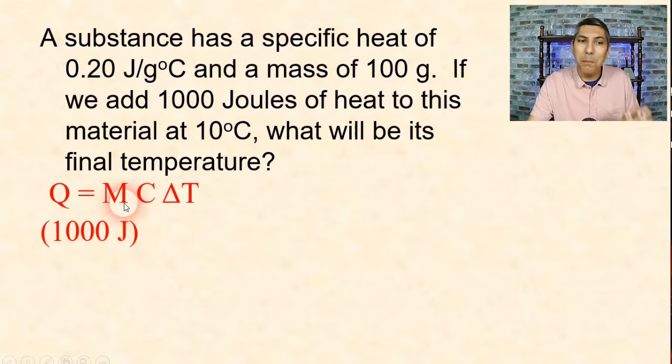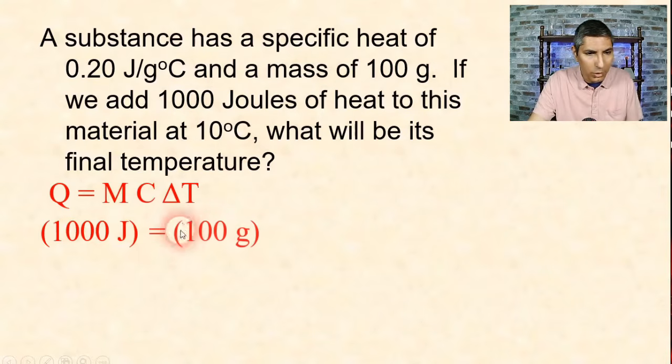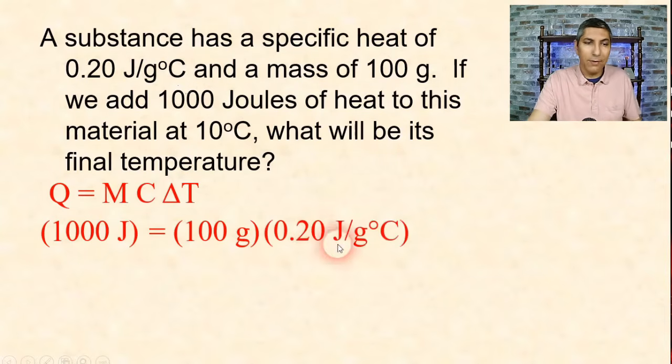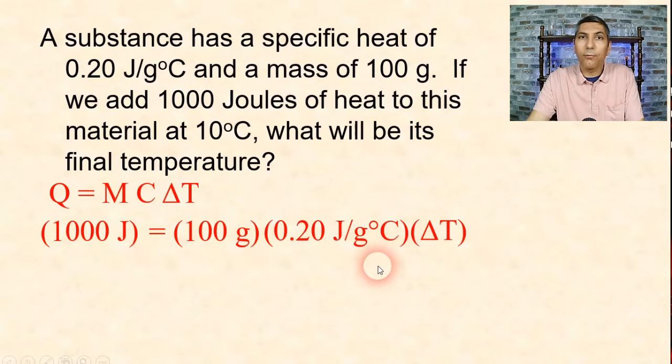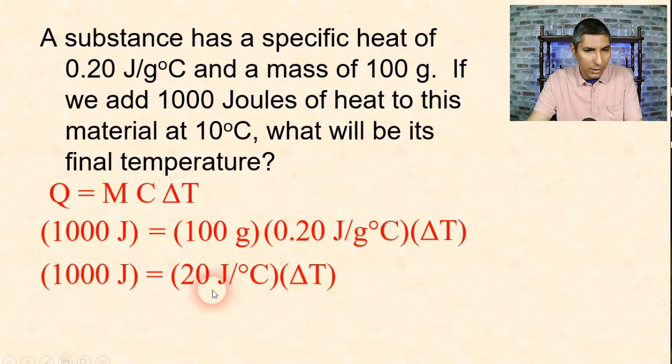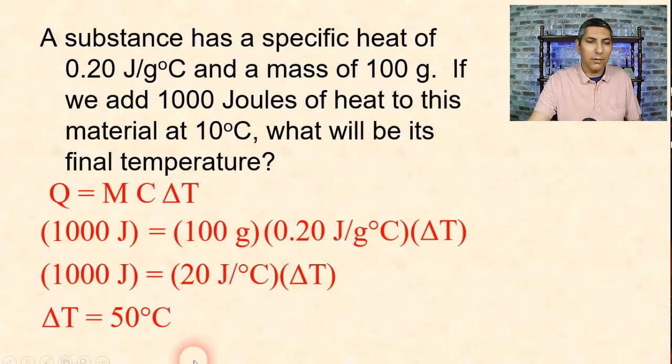Now M is the mass of the material, and the problem tells us that the mass is 100 grams. So I plug in 100 grams for M. Now C is our specific heat capacity, and the problem tells us that the specific heat is 0.20 joules per gram degree Celsius. So I plug in that value for C, and it does not tell us what delta T is. We're trying to calculate the temperature. So we're going to solve for delta T. On my calculator, I can just solve for delta T using algebra. I can start by multiplying 100 times 0.20, and I get 20 there. If I take 1,000 and divide by 20, I find that my delta T is 50 degrees Celsius.